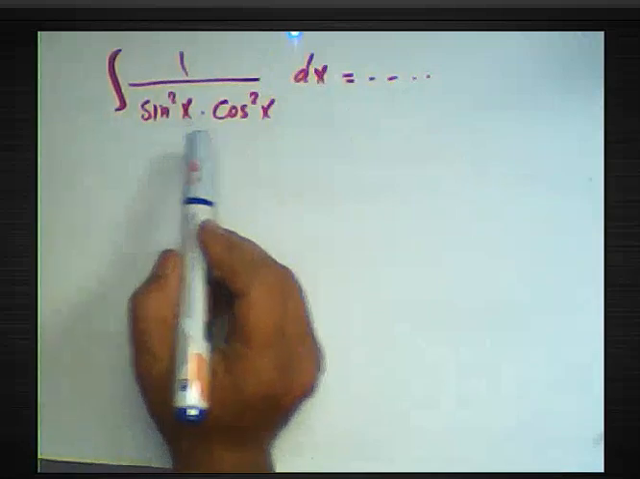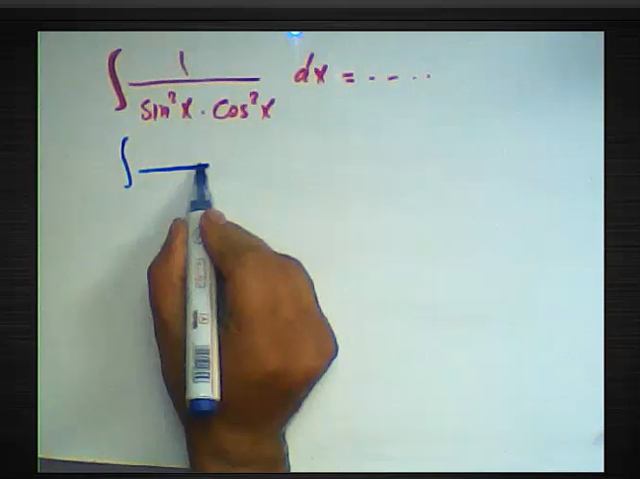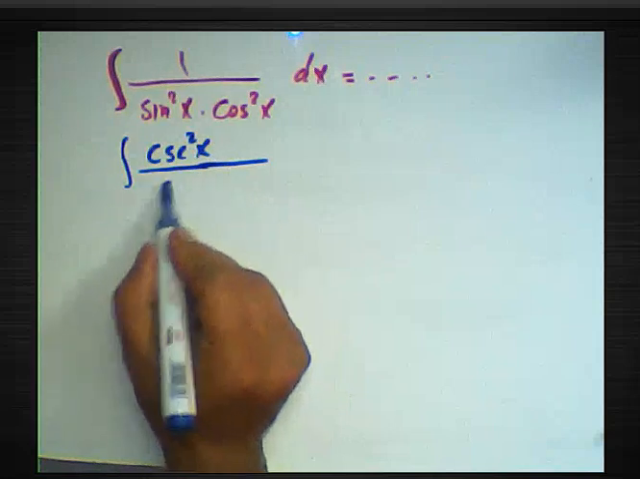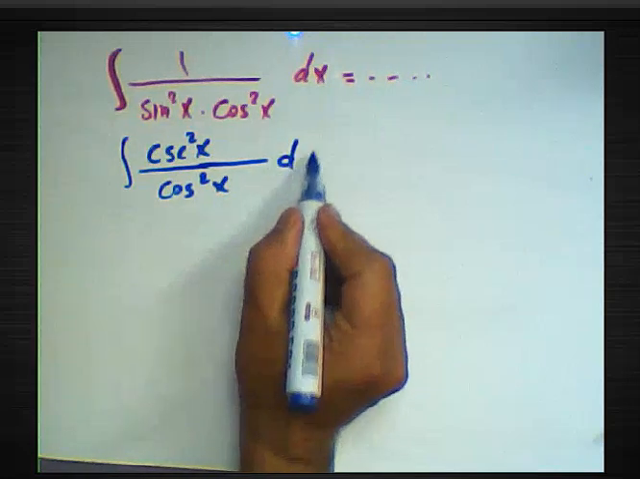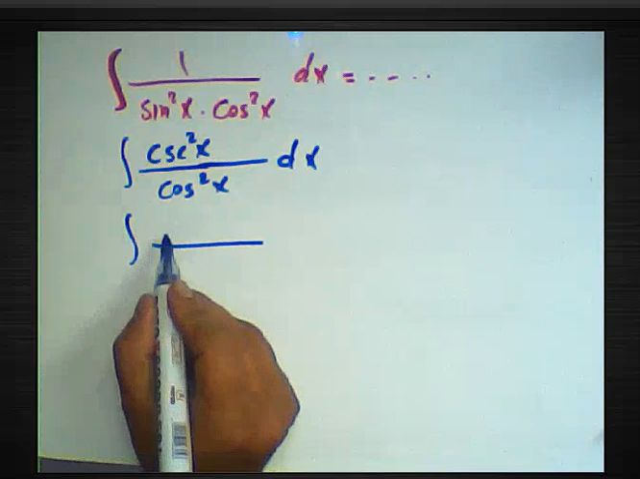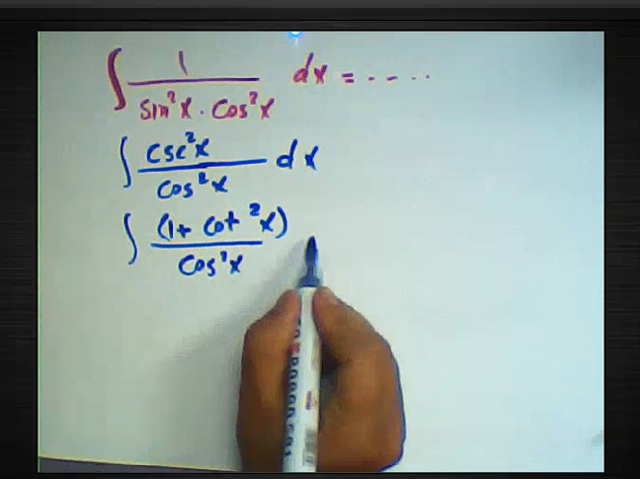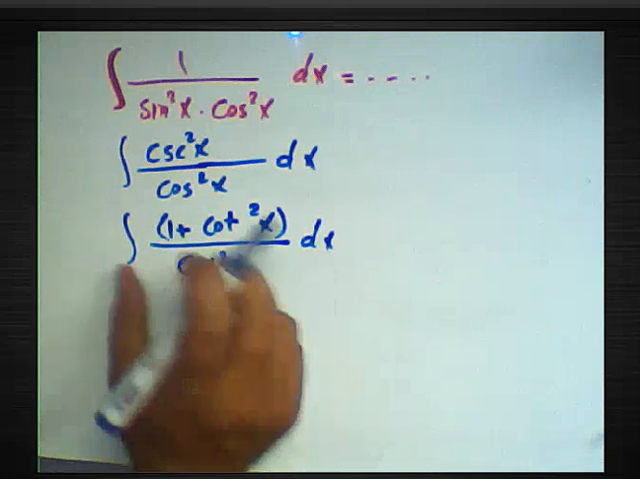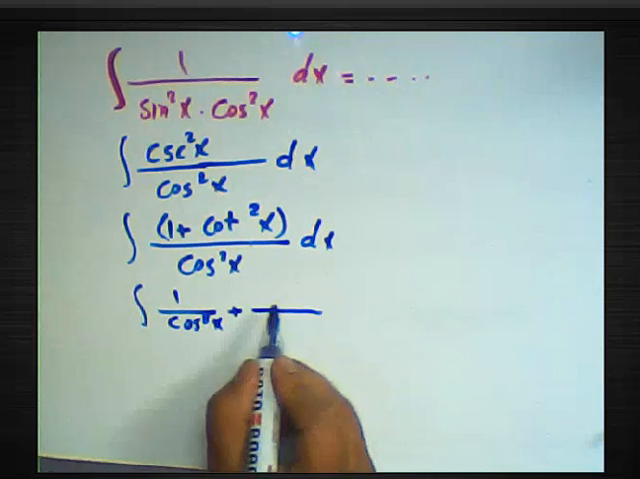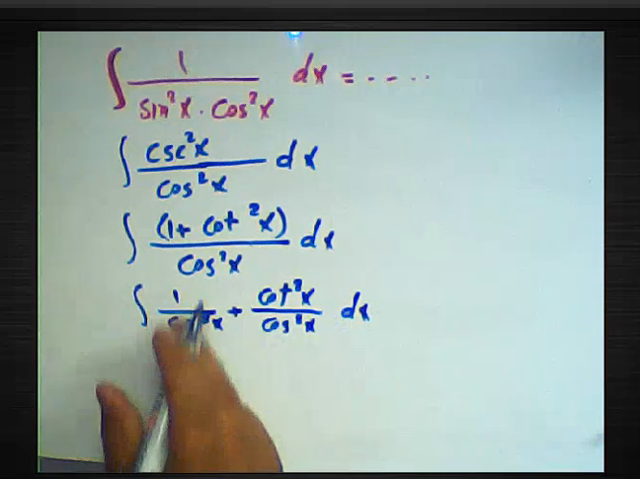Integration of 1 over sine power 2x cosine power 2x. We can write 1 over sine power 2x, it's the inverse of what? The inverse of cosec, we can write cosec power 2x over cosine power 2x dx, and we can replace cosec power 2x by using the identity 1 plus cotan power 2x over cosine power 2x dx, and then we can divide it, write 1 over cosine power 2x plus cotan power 2x over cosine power 2x dx.